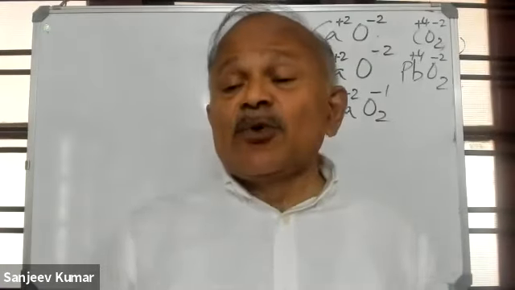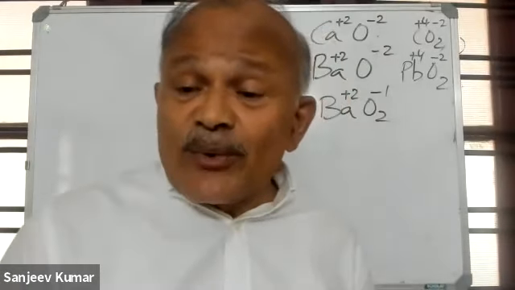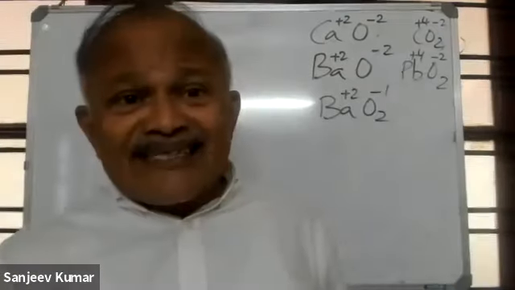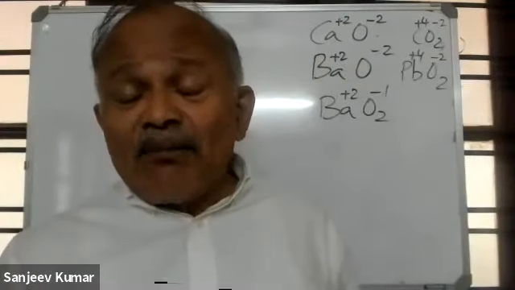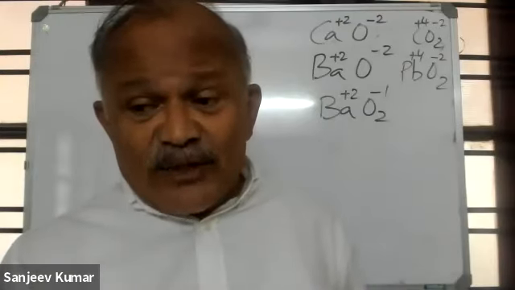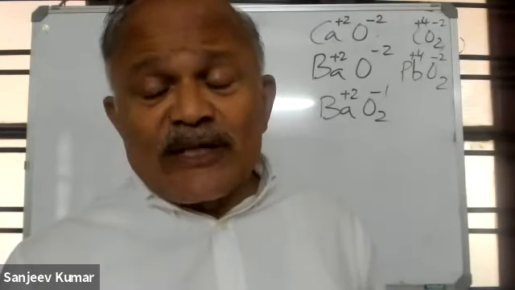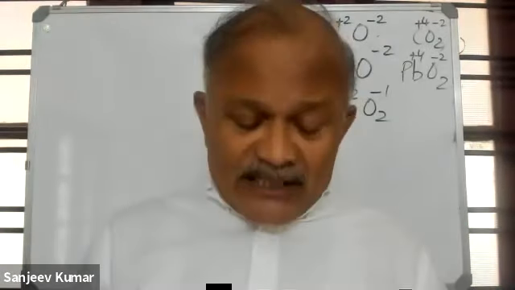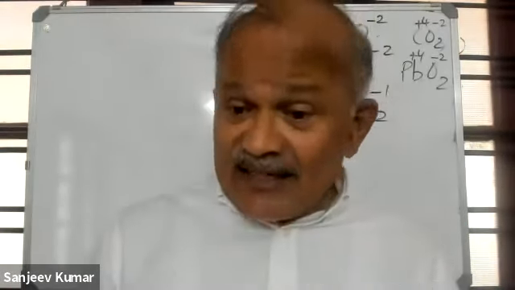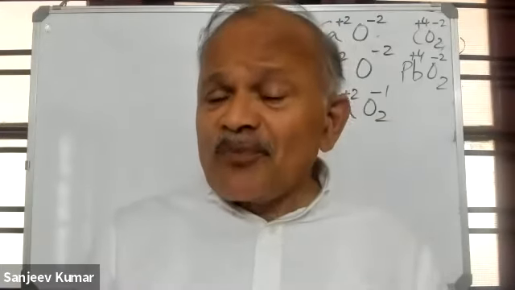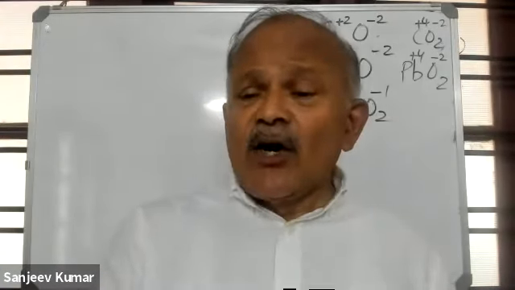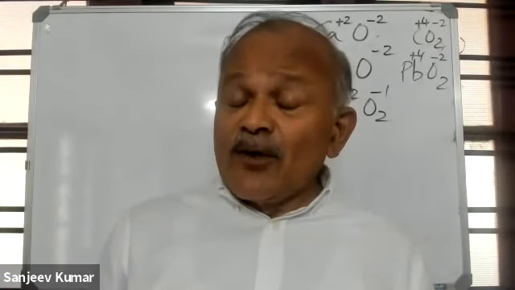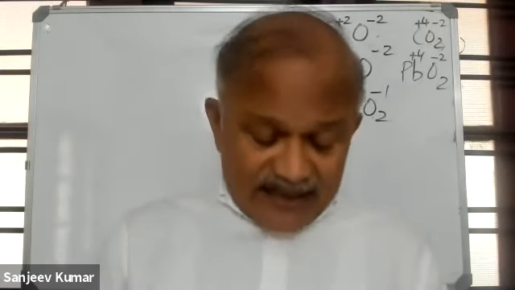But what about Na2O2? It is not sodium dioxide, it is sodium peroxide, because oxygen is in the -1 oxidation state. Sodium is +1 always, 2 sodium atoms +2, 2 oxygen atoms -2, so oxygen is in the -1 oxidation state. Remember, we can find out whether it is a normal oxide or peroxide or superoxide by the oxidation number. Remember that.